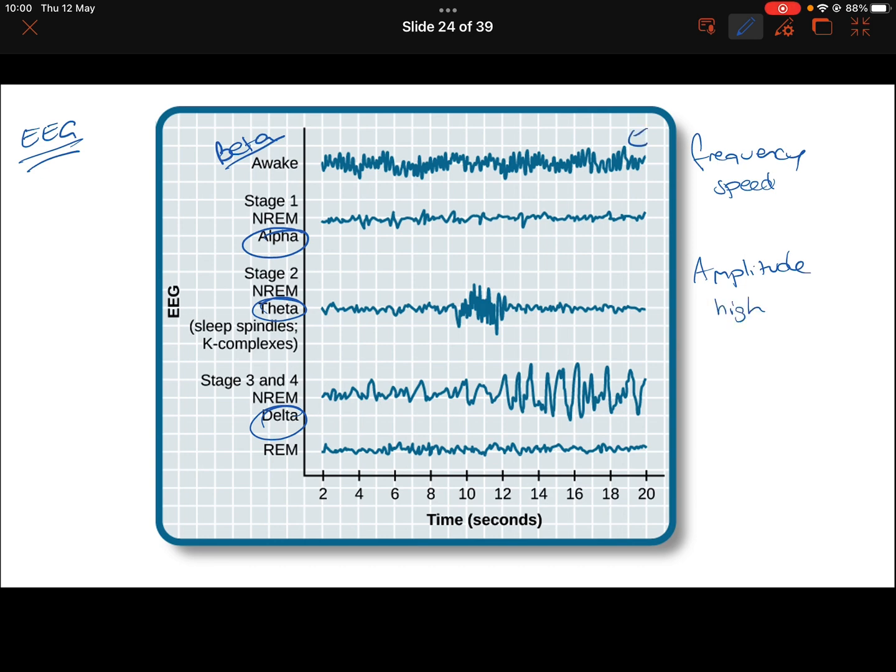So if we look here, we can see that these are going really, really fast. They're not particularly tall, but we see many of them. So we say that this has got high frequency and low amplitude. If we compare that to what we see in delta waves in deep sleep, we can see here that they're slow, they're low frequency, and we can see that they're really high. So they're high amplitude. And this is how we can tell the different stages of sleep apart, by reading almost in real time the brainwave patterns that somebody is showing.